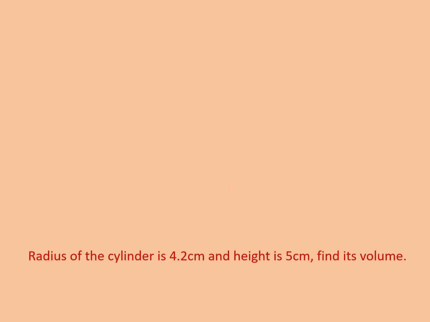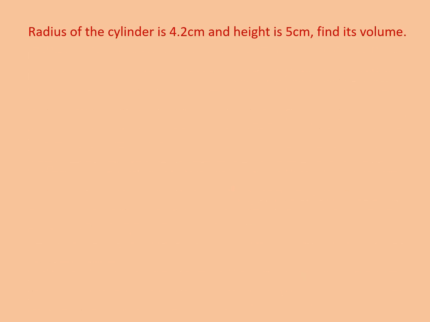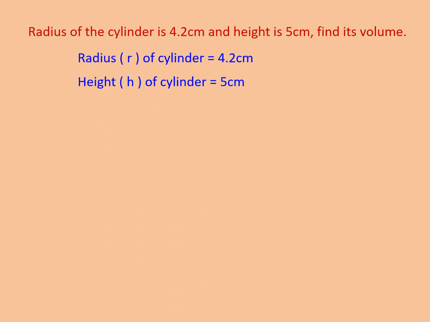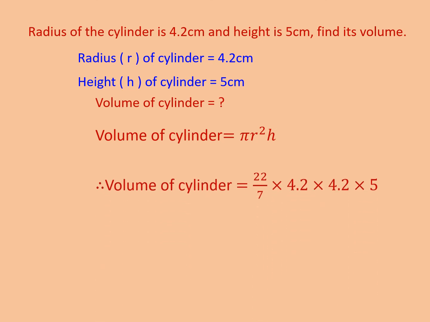Let us see another example. This time they have given the radius of a cylinder as 4.2 centimeter and the height as 5 centimeter. Again they want you to find the volume. As you know, we have written the data on top. Now the formula: volume of a cylinder equals pi r square h. Substitution: volume of the cylinder equals 22 upon 7 into 4.2 into 4.2 into 5. Cancellation will take place, 7 one time and then 0.6.